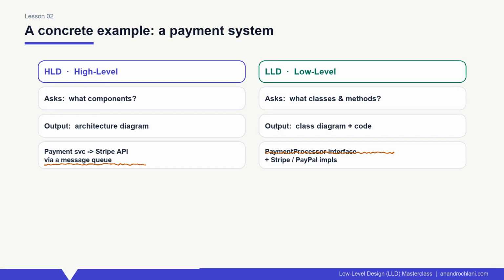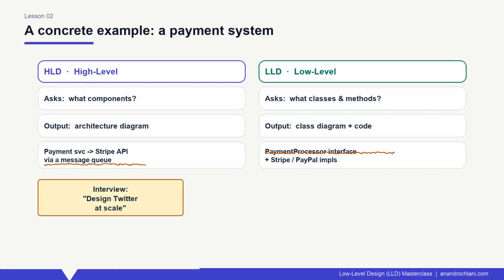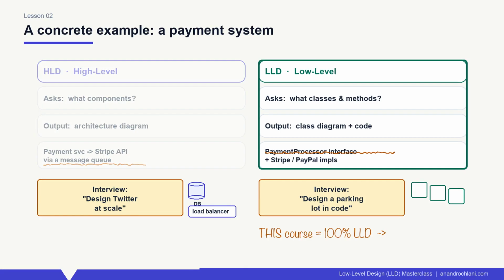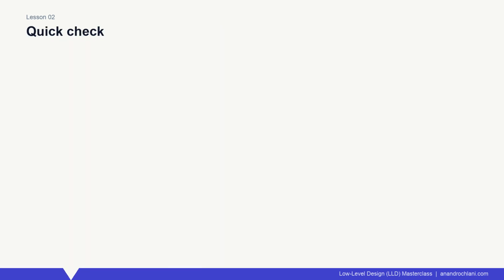In interviews, high level rounds ask, design Twitter at scale, think databases and load balancers. Low level rounds ask, design a parking lot in code, think classes, methods, and patterns. This course is 100% low level design. We are going deep into classes, interfaces, patterns, and Java code.